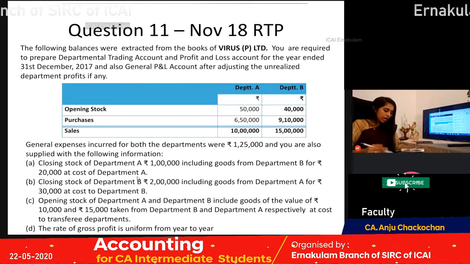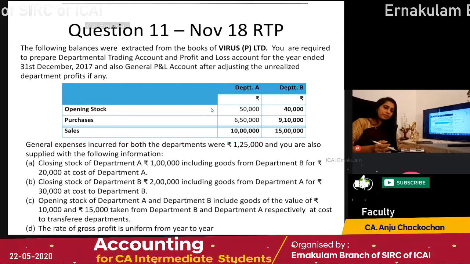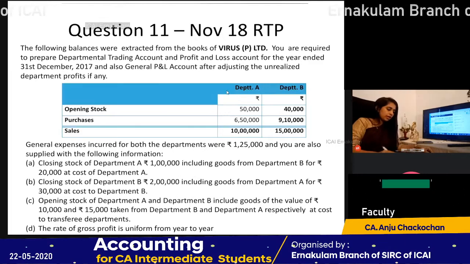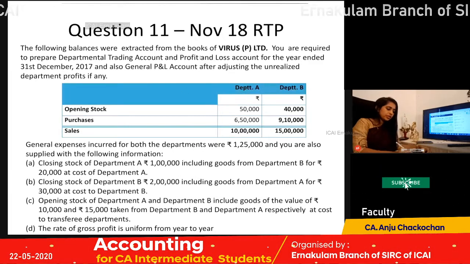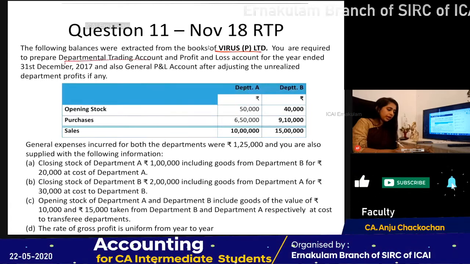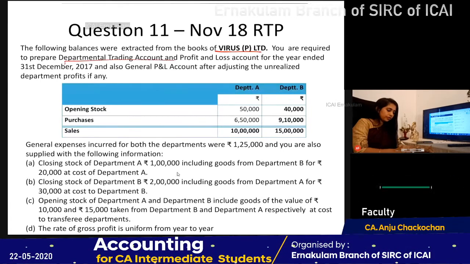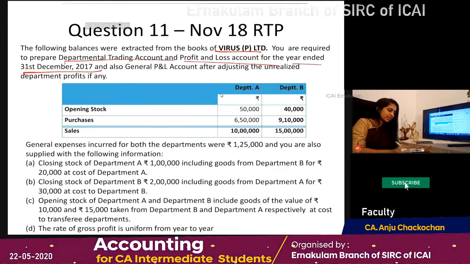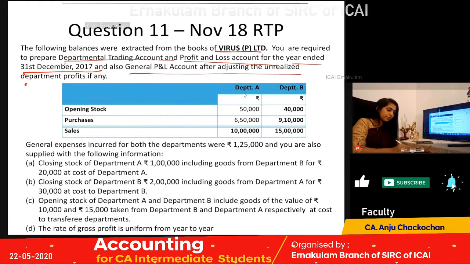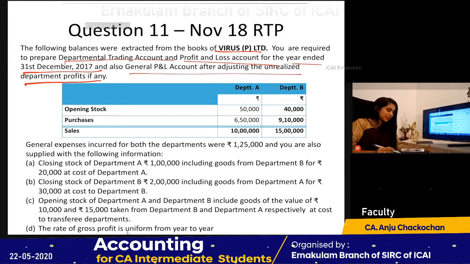Yes, question 11. The following balances were extracted from the books of Virus Private Limited. You are required to prepare the departmental trading account and trading and profit and loss account for the year ended 31st December 2017, and we also have to prepare the general profit and loss account after adjusting the unrealized departmental profits, if any.